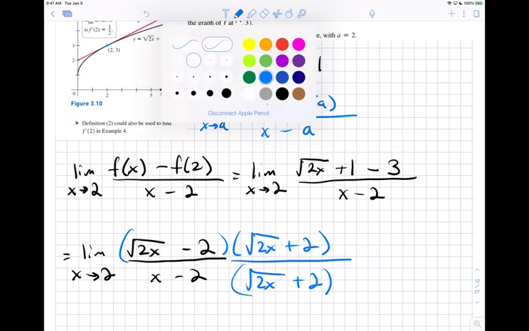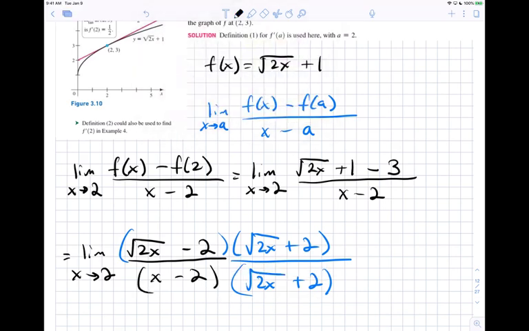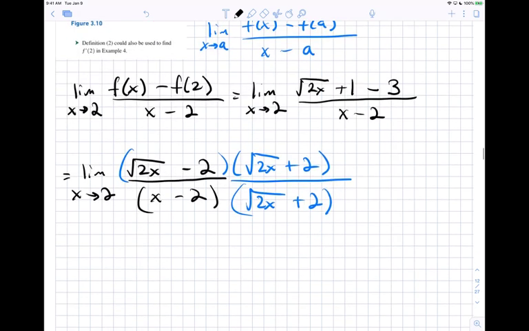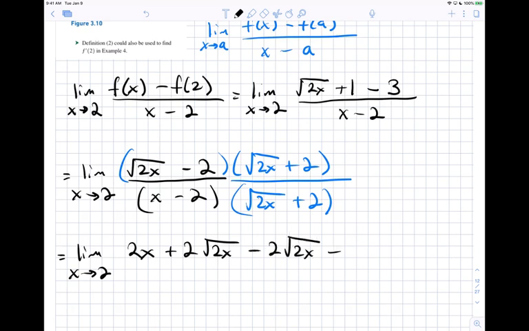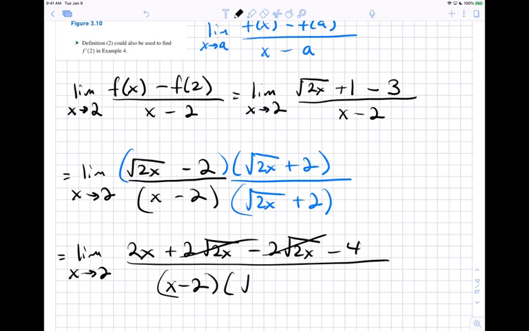So I'm going to leave the bottom in expanded form, but the top I'm going to expand out. It is going to be the limit as x approaches 2. The first term is just going to be 2x. Then plus 2 root 2x, and minus 2 root 2x, and the last is going to be minus 4. Notice this cancels this. I'm going to leave this expanded, root 2x plus 2. Okay.